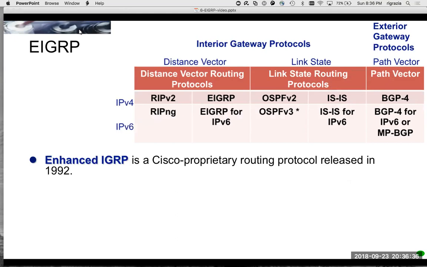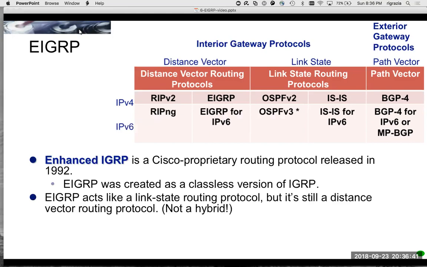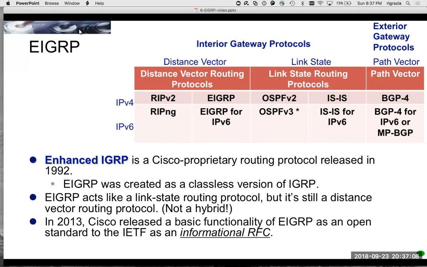It's a Cisco proprietary routing protocol released back in 1992. EIGRP has some of the features found in a link state routing protocol, but it is definitely a distance vector routing protocol, not a hybrid. There was a time when they used to call this a hybrid routing protocol, meaning hybrid between link state and distance vector, but it is purely a distance vector routing protocol, not a link state.